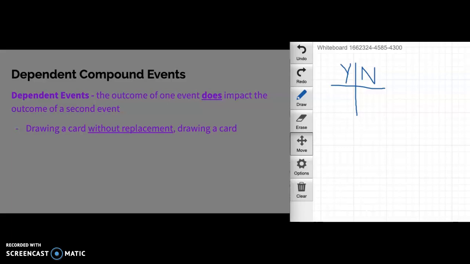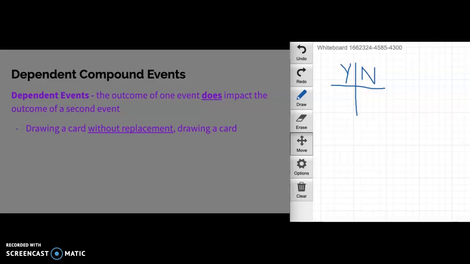Okay, this one means that when I have my deck of cards, I draw a card from it, look at it, and leave it out of the deck. Do not put it back in the deck. And then I draw another card. This is dependent because when I draw the first card and leave it out, now the deck has one less card in it. So it has changed what can happen in the second event.